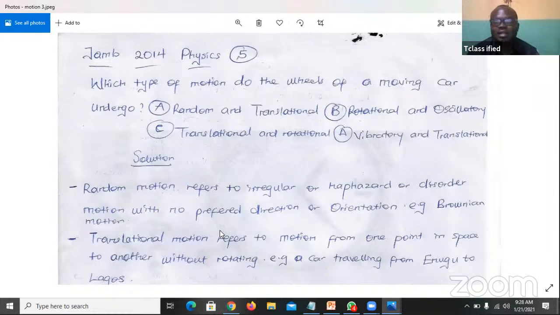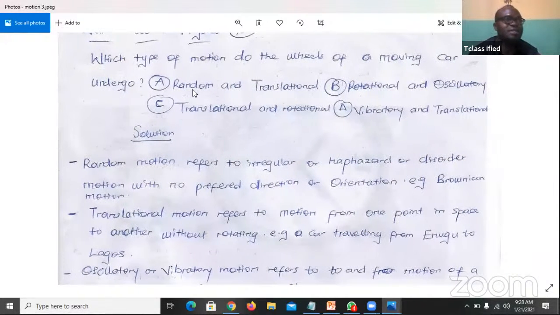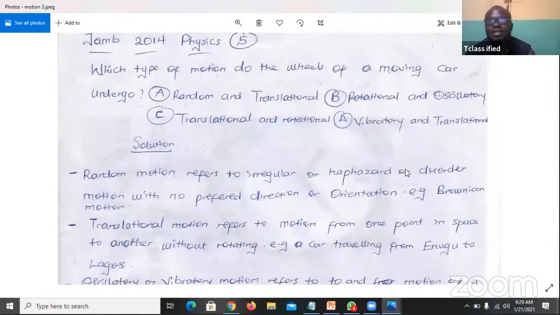So to get the grasp of these, let's try to take out the options that cannot be the answer. Like random. What is random motion? Random motion refers to irregular or haphazard or disorderly motion with no preferred direction or orientation. Examples are the Brownian motion of very small particles, the motion of gas molecules. So that is random motion.